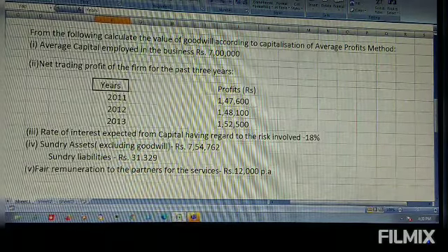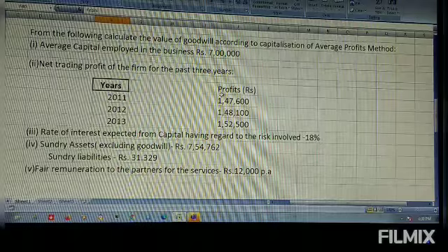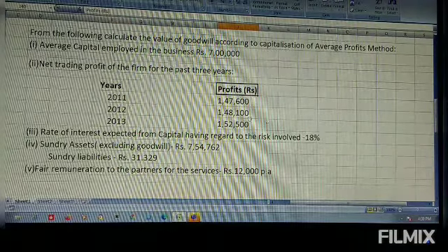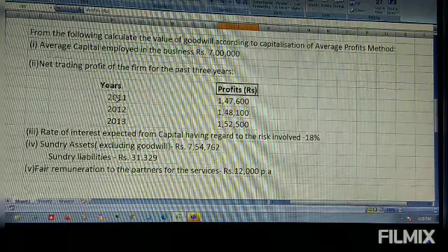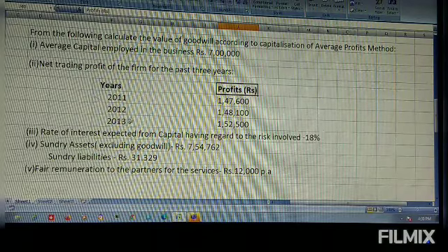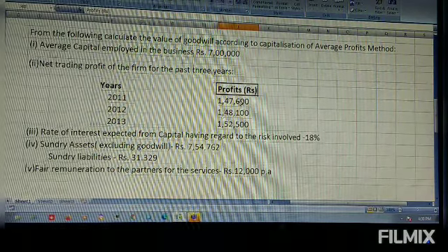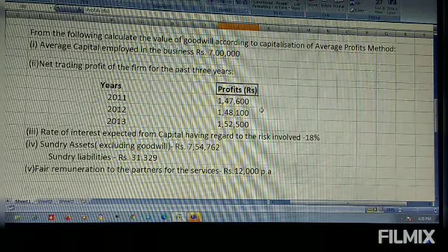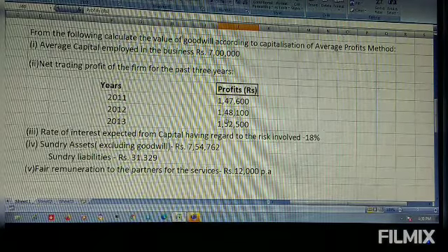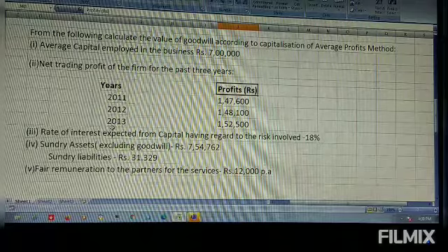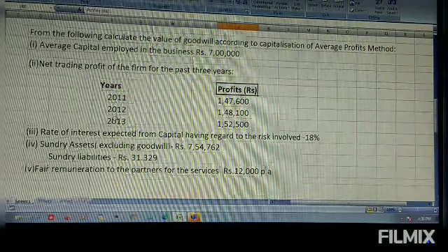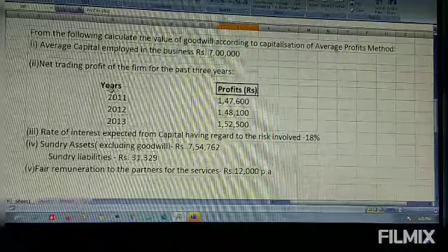See, years are given here. Then profits are also given. Two heading columns you can see. Under the years, 2011, 12 and 13 are there. So respective profits are here. Okay, now see. 2011, 1,47,600, 2012, 1,48,100, 2013, 1,52,500. Okay, these are the profits of the past 3 years.